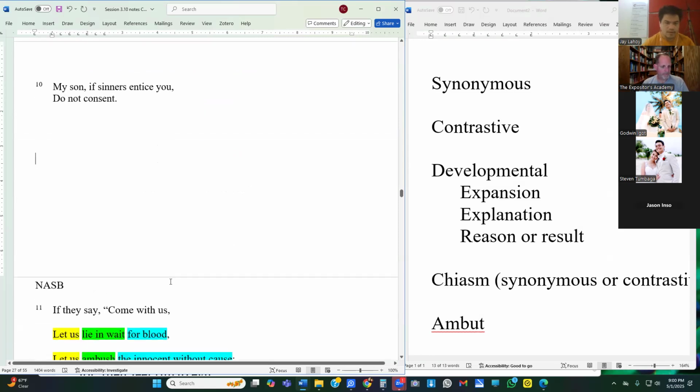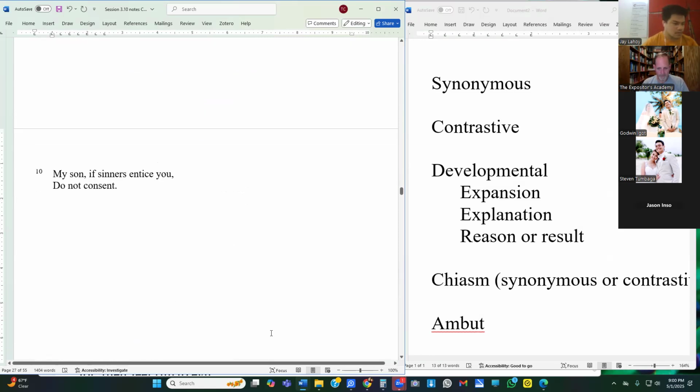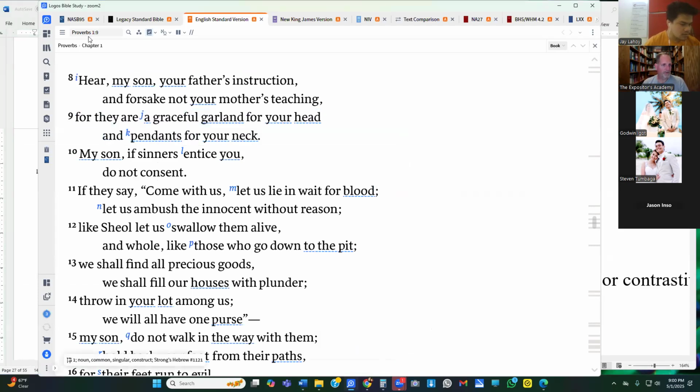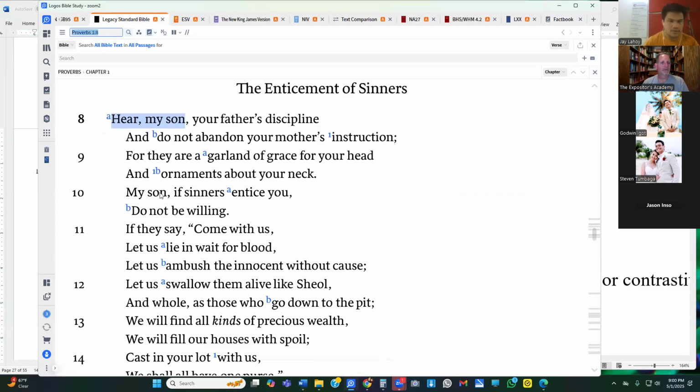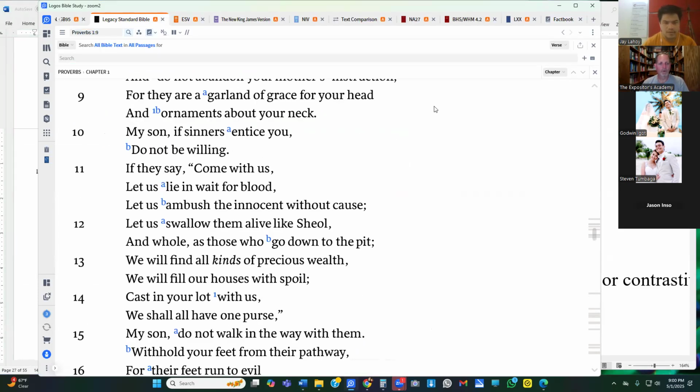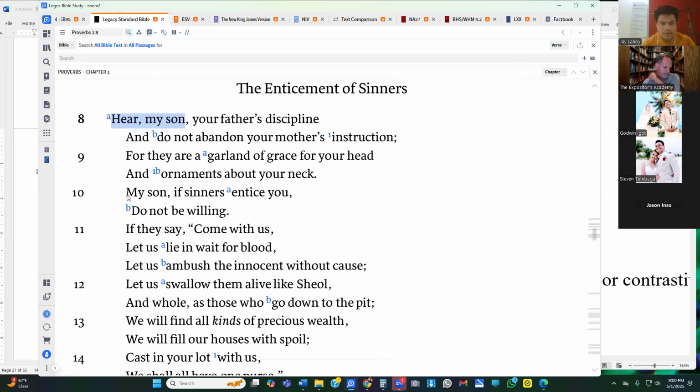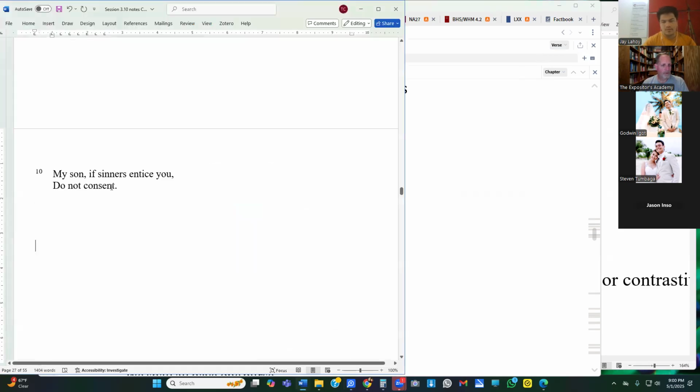Sorry. Let me do this. I'm going to pull this up. You can read it off of the, we're on verse 10. Verse 10. "My son, if sinners entice you, do not be willing."